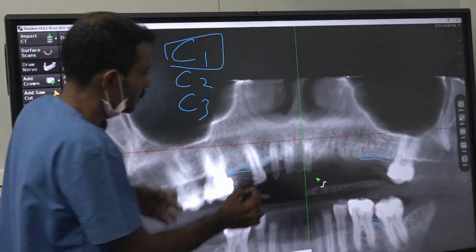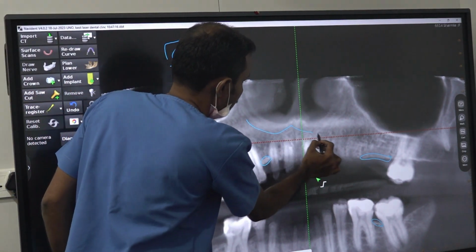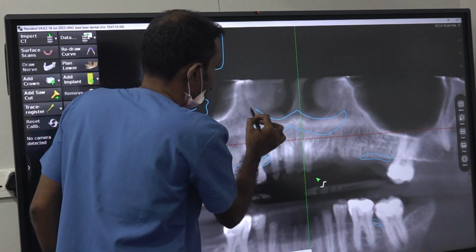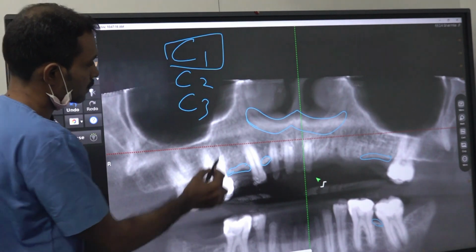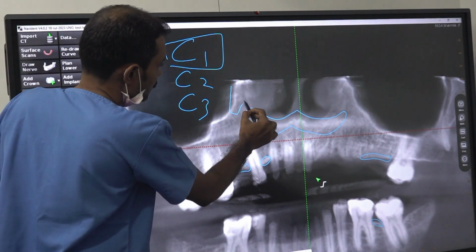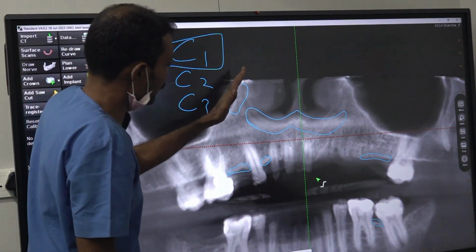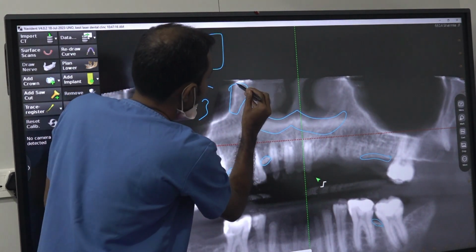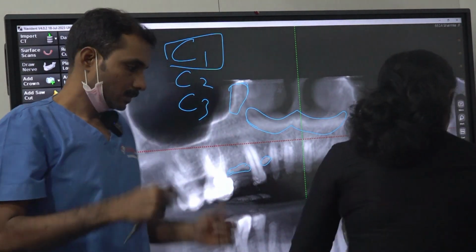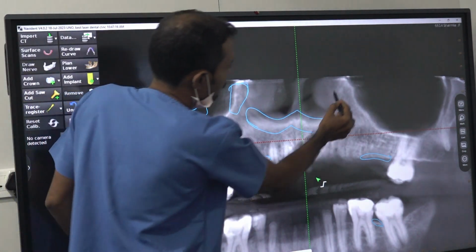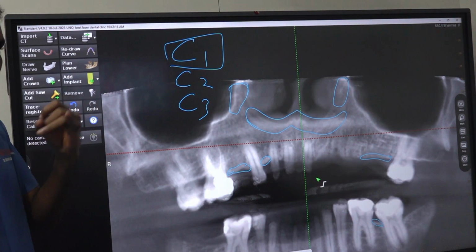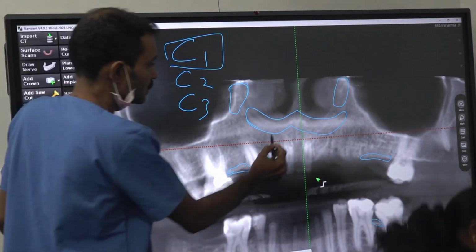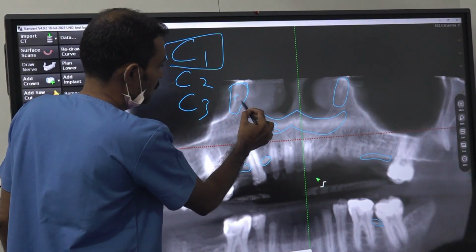What is C2? This cortical bone. Okay, the nasal floor. This is the nasomaxillary buttress. That means between the sinus and the nose there is this part. Okay, this part is the buttress. That is the cortical C2. So this is C1, sorry, C2, this is another C2.